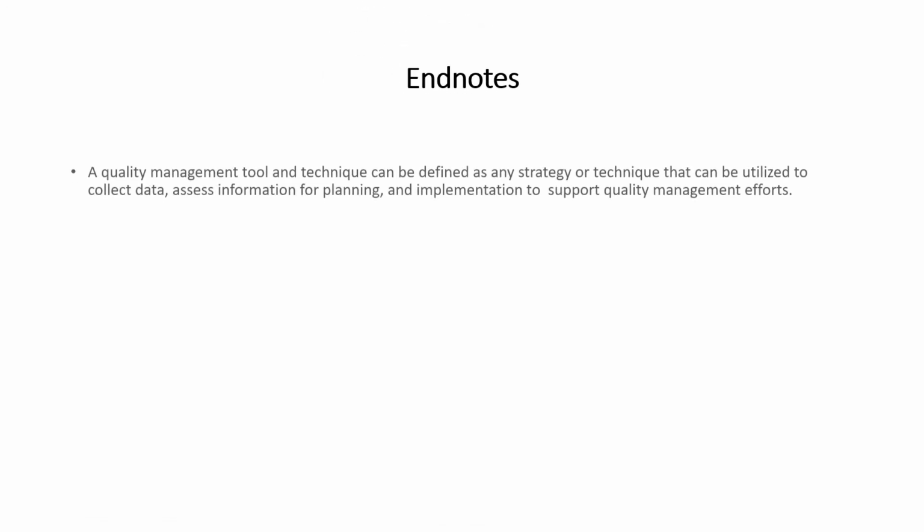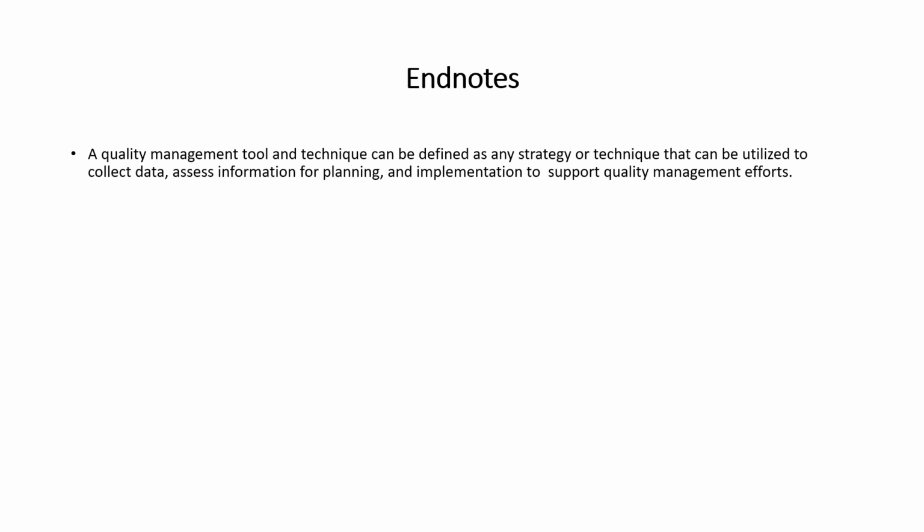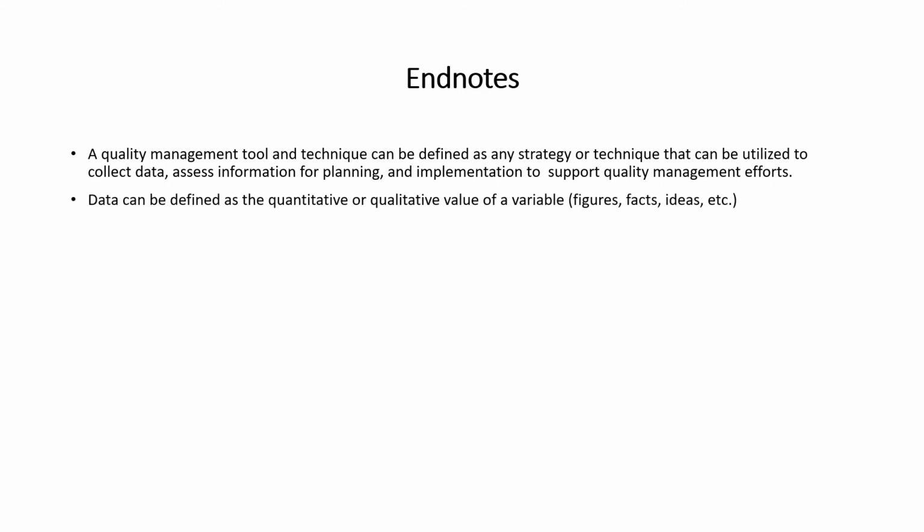So we have come to the end of this presentation. But before we go our separate ways, here are some endnotes for you guys to take home. The quality management tool and technique can be defined as any strategy or technique that can be utilized to collect data, assess information for planning, and implementation to support quality management efforts. Data can be defined as the qualitative or quantitative value of a variable. Data gathering is the preliminary stage of data measurement and analysis.